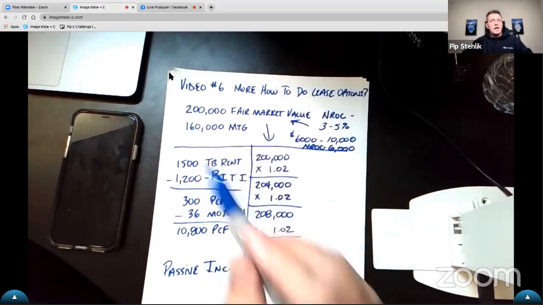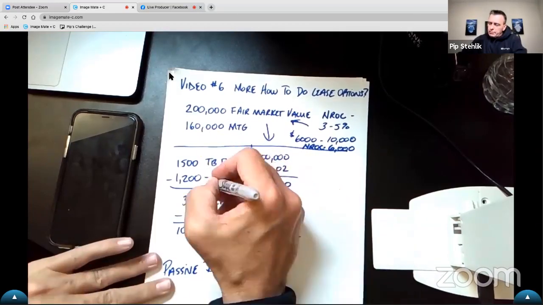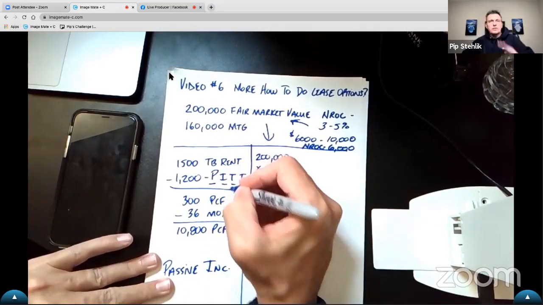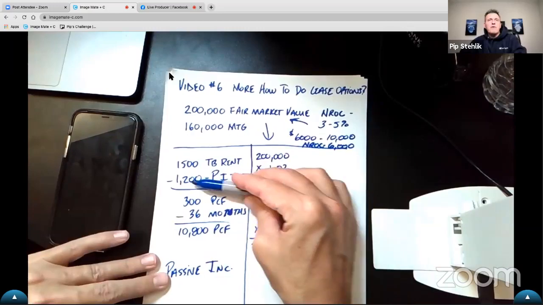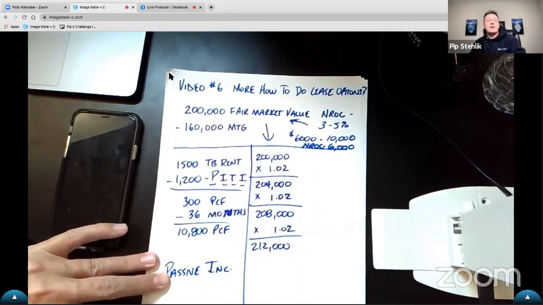Now, I don't know what you do or you don't know about mortgages, but if we start this mortgage at $160,000, we're making a payment every month of principal, interest, taxes, and insurance. So a part of this $1,200 a month payment is actually going to pay this principal amount down of $160,000.